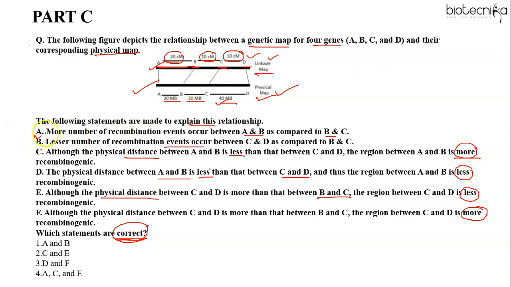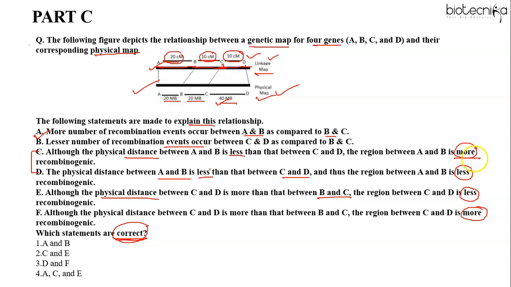A statement is correct. Then if we see B statement, lesser number of recombination events can occur between C and D as compared to B and C. When we look at the linkage map, B and C distance is 10 centimorgan and C and D is also 10 centimorgan. So this is not a correct statement, because the distance between the genes B and C and C and D is the same. So you cannot infer that lesser number of recombination events can occur between C and D as compared to B and C.